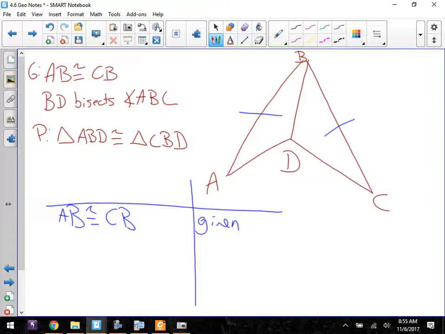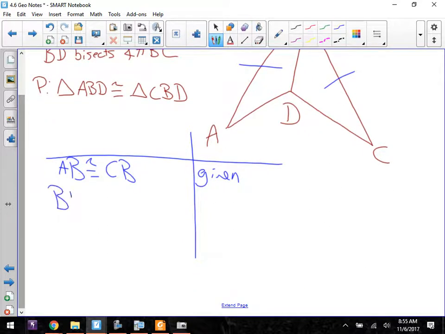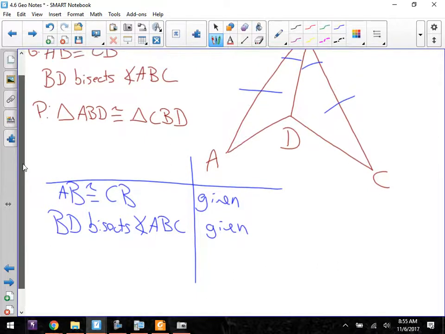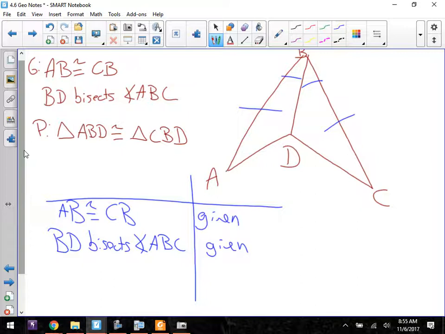Next one says that BD bisects the angle ABC. Well, where's the angle ABC? It's up at the top, isn't it? Does it say angle A or angle C? No. Does it say anywhere around angle D? No, it says angle ABC is bisected. That means those two parts. So we write it out. Okay? As I marked my diagram, I know specifically which angles they are: ABD, CBD.